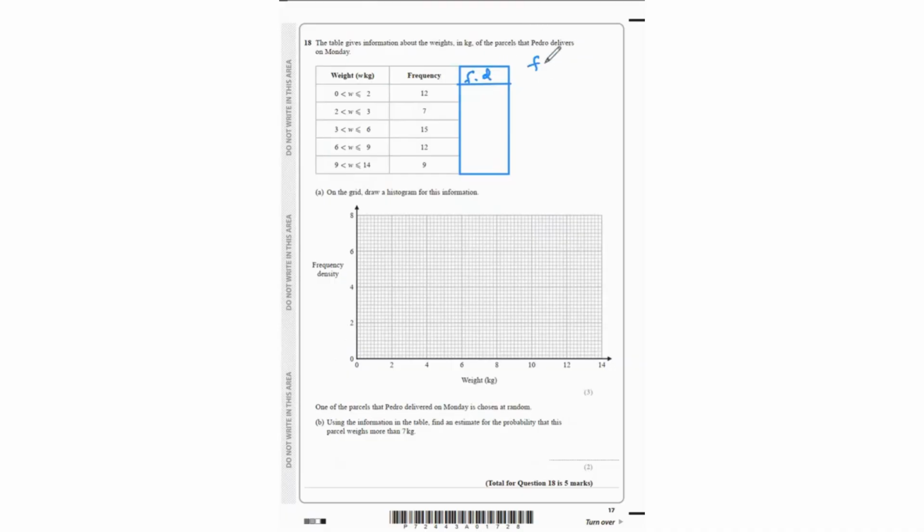For each frequency density, we divide the frequency by class width. So for the first one, 12 divided by 2 is 6, 7 divided by 1 is 7, 15 divided by 3 is 5, 12 divided by 3 is 4, and 9 divided by 5 is 1.8. So these are your frequency densities for each interval. Now for 0 to 2, we draw a bar at the height of 6. Then from 2 to 3, we draw a bar at the height of 7.